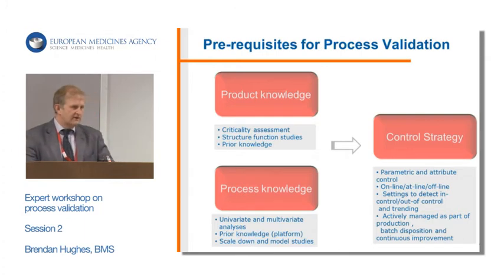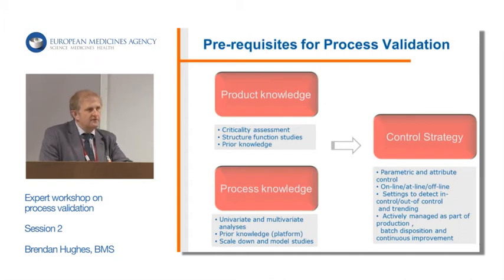Control strategy derives from our understanding of the relationship between the process and the product. We have a whole raft of mechanisms for implementing that control strategy, and that will adapt as we go through the product life cycle, over time.